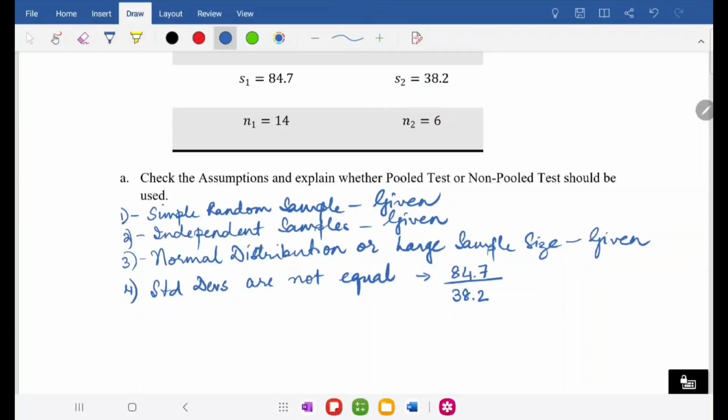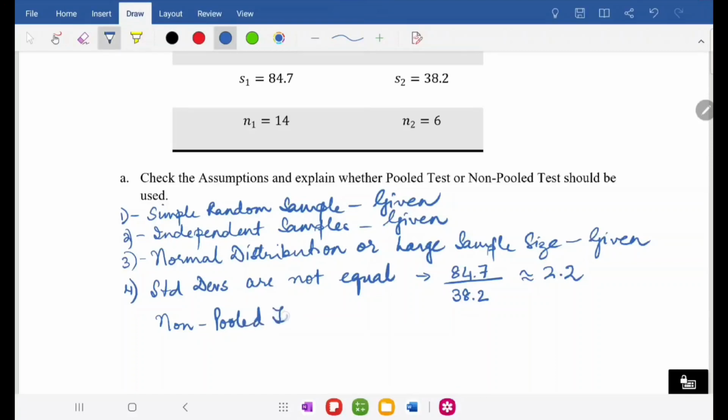If it is less than 2, then it may be wise to use the pooled test. If it is greater or equal to 2, we should go with the non-pooled test. So here we see 84.7 divided by 38.2 is roughly 2.2. It's definitely more than 2 times. One is more than double of the other. Therefore, we consider that they are not equal. So we should use the non-pooled test.